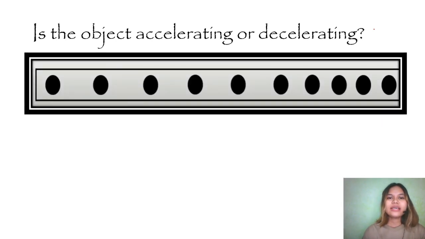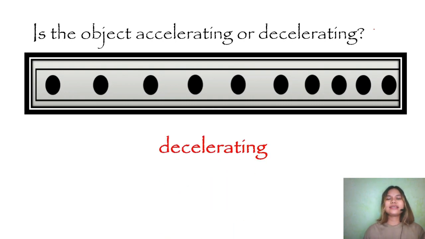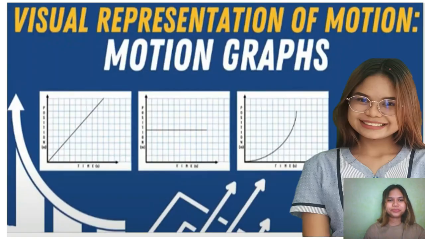Next, is the object accelerating or decelerating? Yes, it is decelerating. Decelerating because we can observe that the distance between the dots on the last part is changing. It's getting smaller and smaller, meaning the speed or the velocity of the object is decreasing. That's why it's decelerating. Next one, we have the visual representation of motion by means of motion graphs.